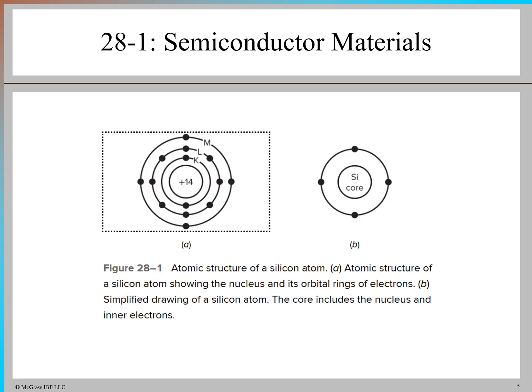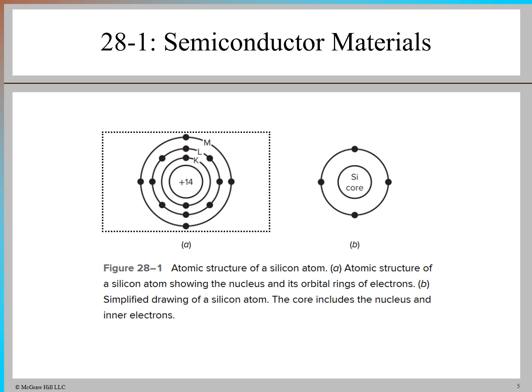Figure 28-1 shows the atomic structure of a silicon atom, which has an atomic number of 14, meaning 14 protons and 14 electrons. The first shell, or the K shell, has 2 electrons. The second shell, the L shell, has 8, and the third shell, the M shell, has 4 electrons, which are the valence electrons. All semiconductors, including silicon, have 4 valence electrons, which influence their electrical conductivity and how they combine with other atoms. The best conductors have 1 valence electron, while insulators have complete electron shells.